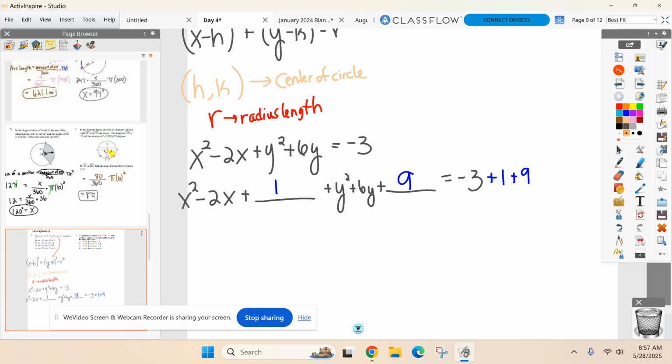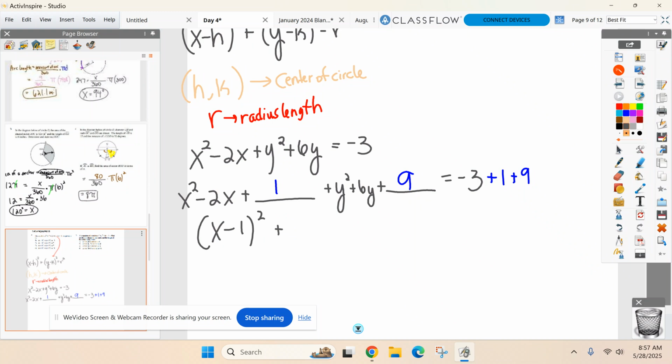2 numbers that multiply to 1. Let me say that again. 2 numbers that multiply to 1, but add to negative 2. Negative 1, but what's the fancy way of writing that? Instead of x minus 1 times x minus 1, we can write x minus 1 squared. Oh, now it's starting to look like something familiar.